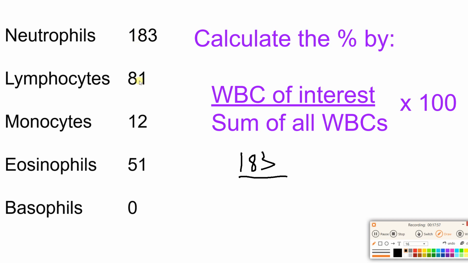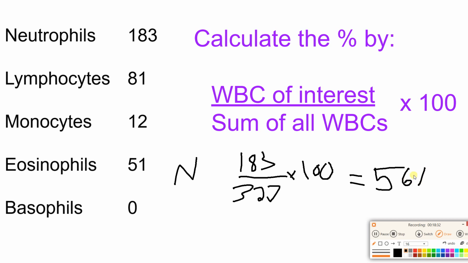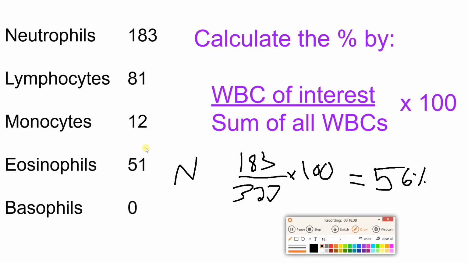183 plus 81 is 264, 276, 327. I think I did my math there right. So I would take the one I'm interested in, which is neutrophils, divide it by the sum, which is 327, and then because we're doing a percent, I would multiply that all by 100. So I would bust out my calculator, and I would end up getting an answer of about 56%. Then I could repeat this process for every other white blood cell.